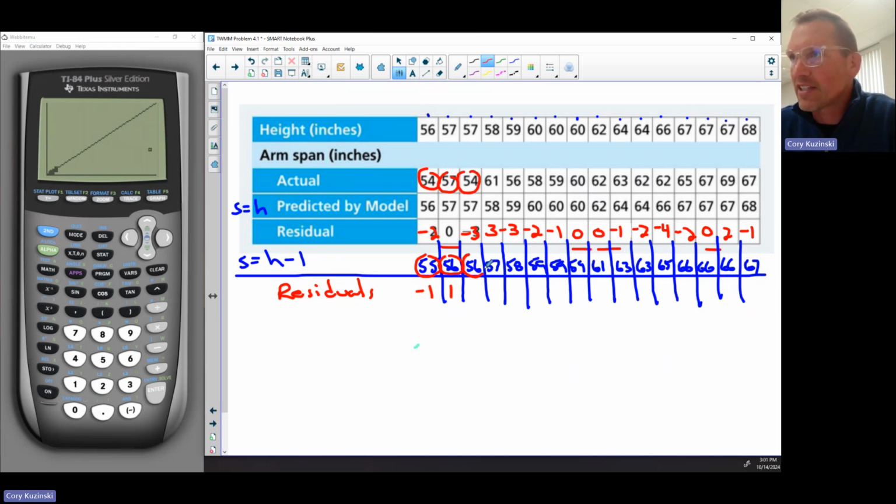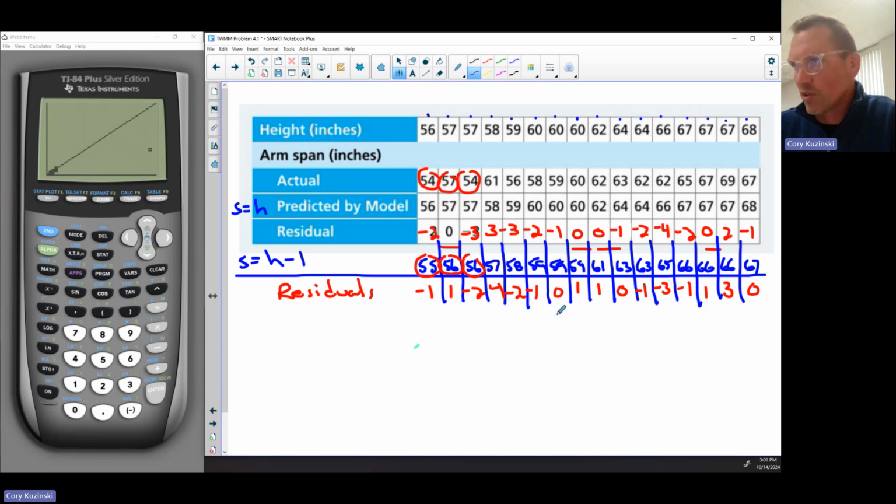Actual 54 minus the 56 is -2. 61 minus 57 is 4. 56 minus 58 is -2. 58 minus 59 is -1. 59 minus 59 is 0. 60 minus 59 is 1. 62 minus 61 is 1. 63 minus 63 is 0. 62 minus 63 is -1. 62 minus 65 is -3. 65 minus 65 is -1. 67 minus 66 is 1. 69 minus 66 is 3. And 67 minus 67 is 0.